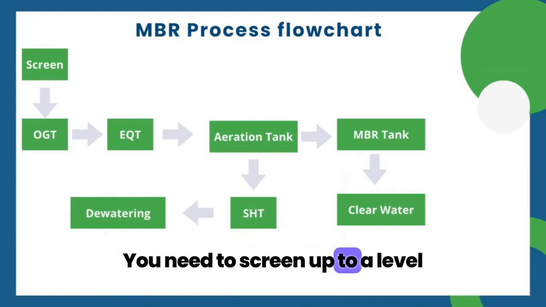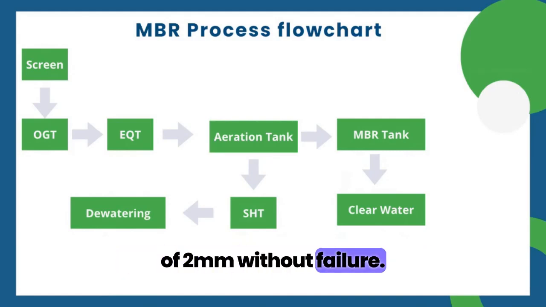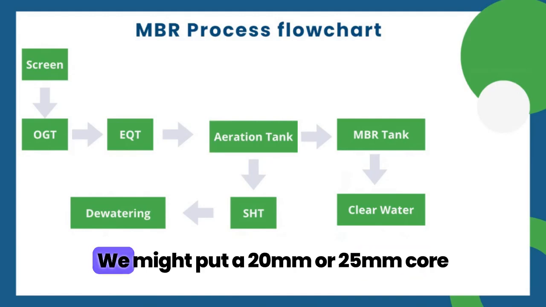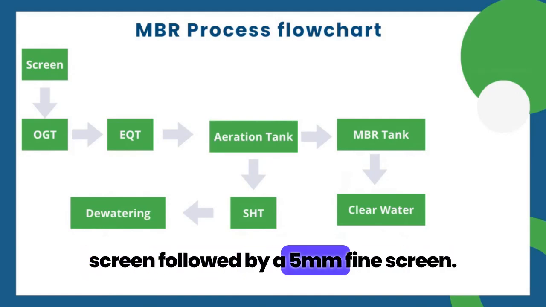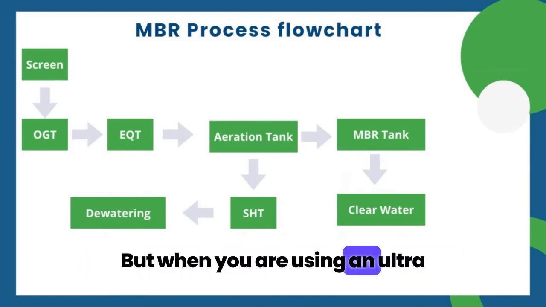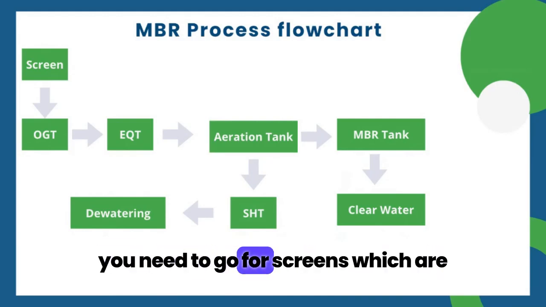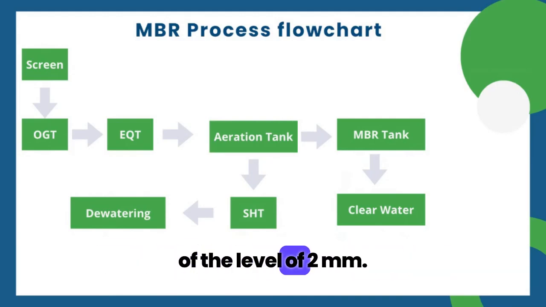You need to screen up to a level of 2 mm without failure. Normally in any biological STP, the screen that we put is 5 mm. We might put a 20 mm or 25 mm coarse screen followed by a 5 mm fine screen. But when you are using an ultrafiltration membrane or an MBR membrane, you need to go for screens of the level of 2 mm.